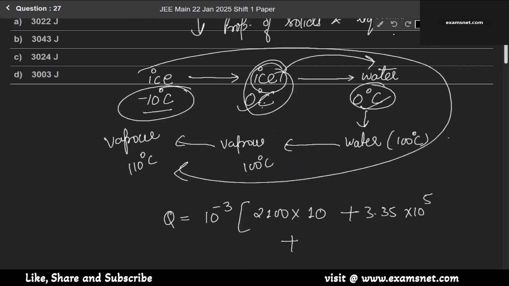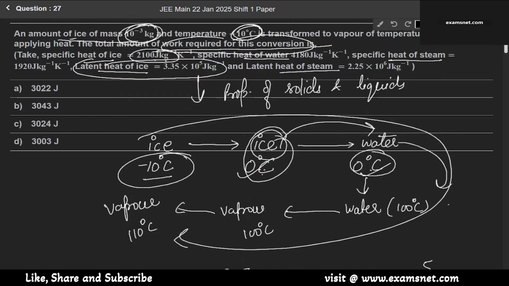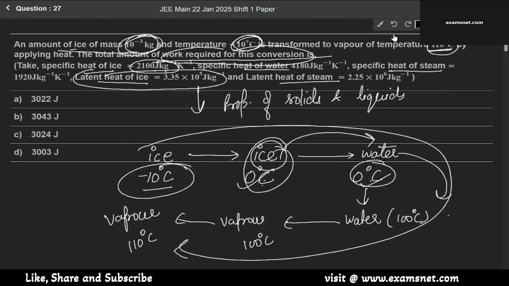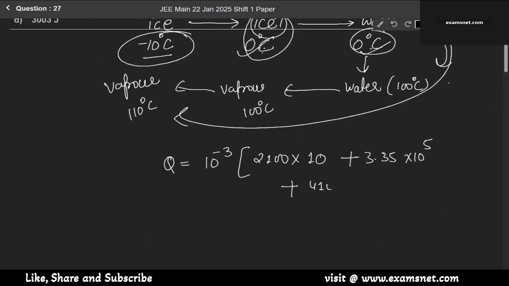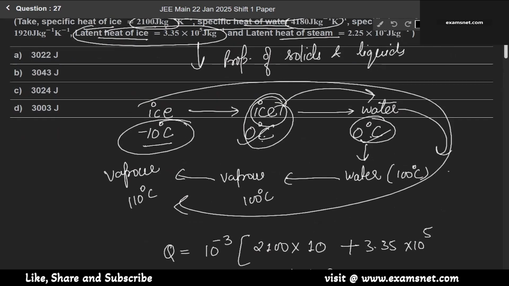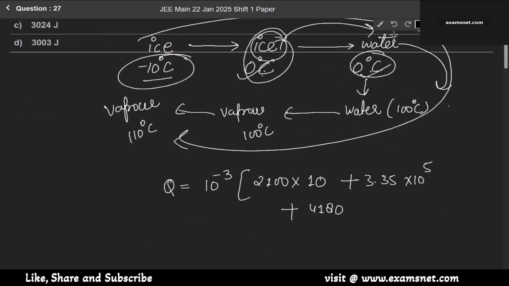Plus, now it is changing from 0 degrees Celsius water to 100 degrees Celsius, and we are given the specific heat of water is 4180. So it will be 4180, and the change in temperature is m s delta T. So change in temperature is 100. So it will be 4180 into 100 plus.